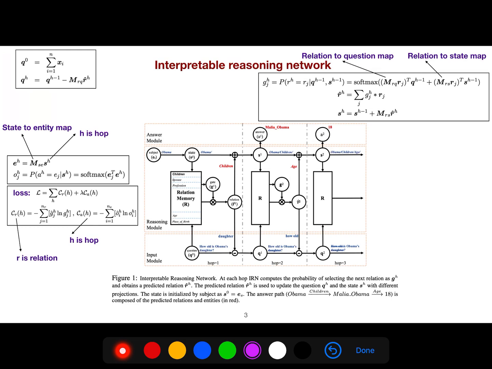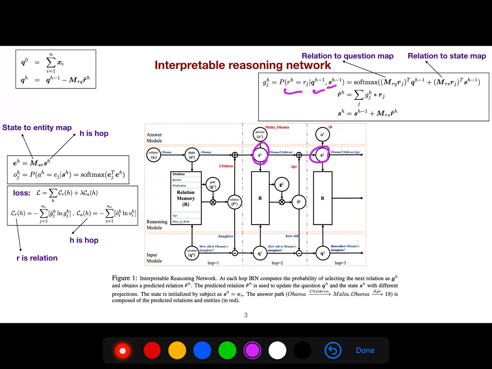We calculate the probability given your question and states. So here we have states. For example, we are in this state and we go to another state. It seems very interpretable, but you have to make lots of projections in order to make it work.